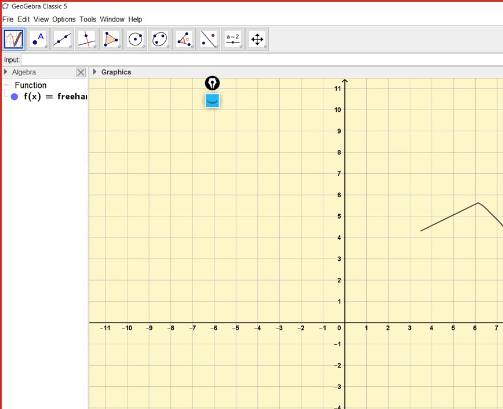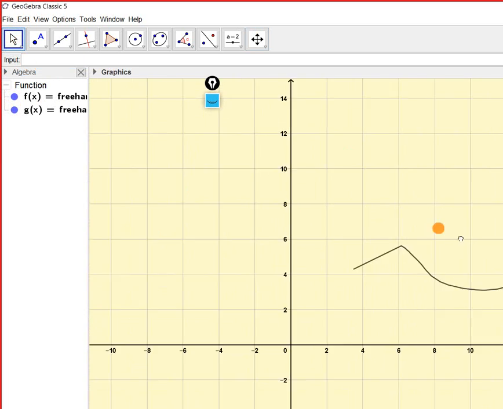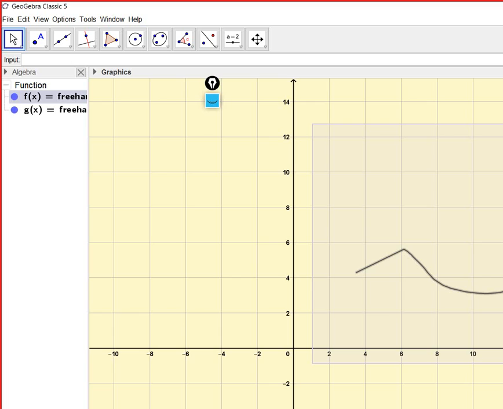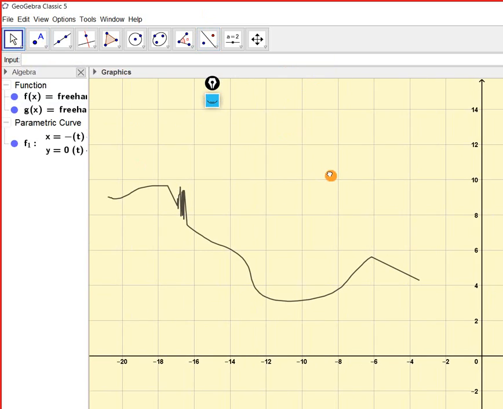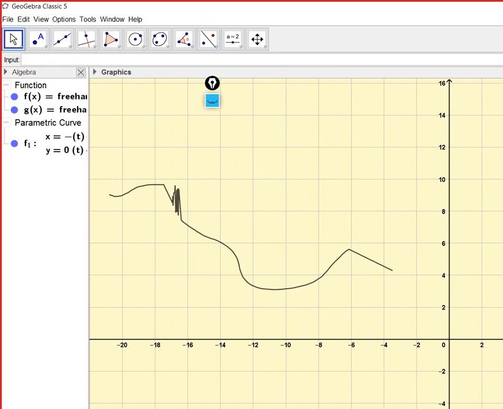Let's say we take that thing right there and reflect it across that line there. I don't know what this thingy here is doing. Do we have symmetry? We have y-axis symmetry, right? Yeah. Okay.